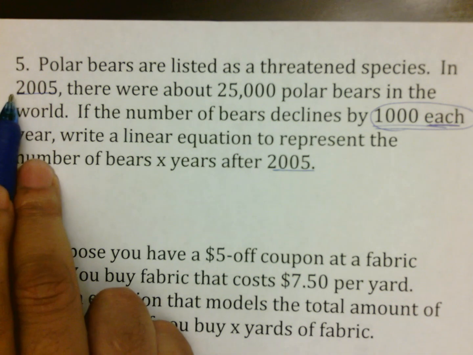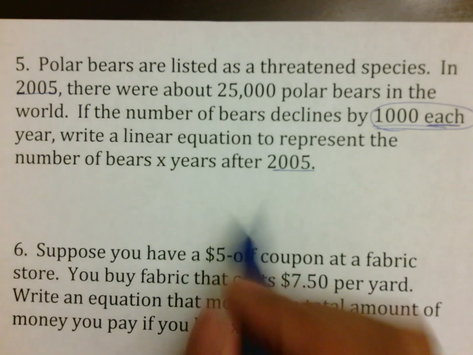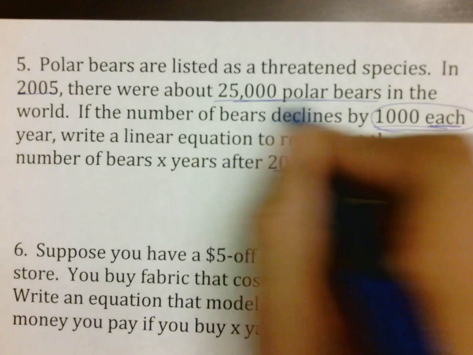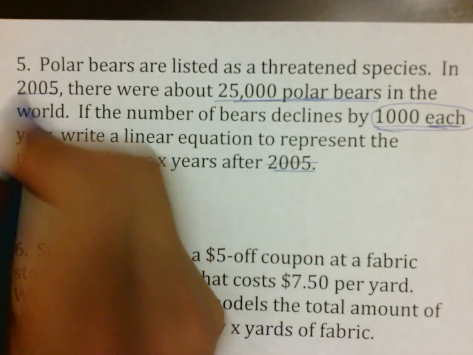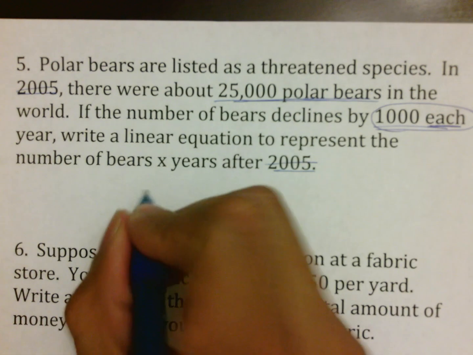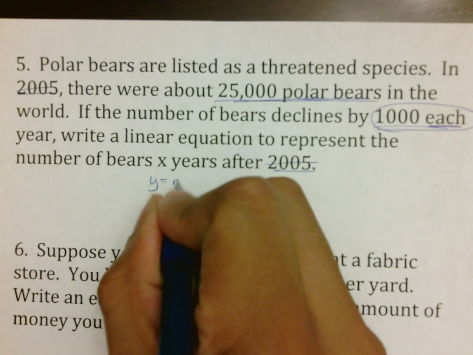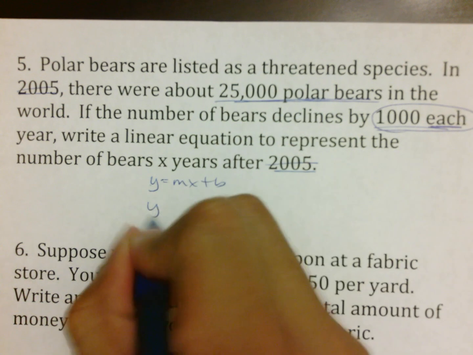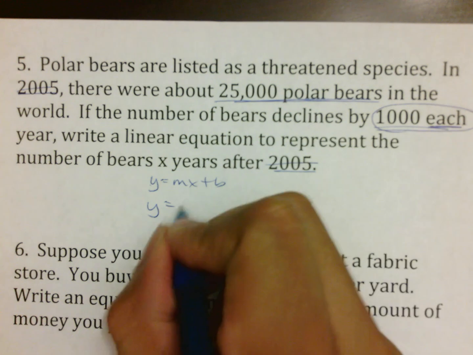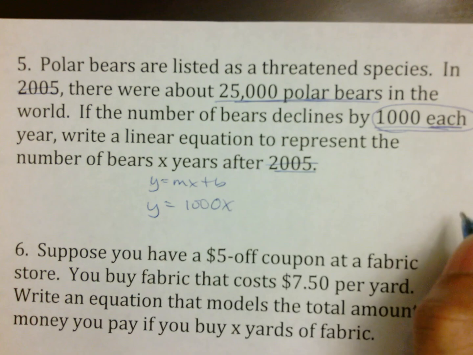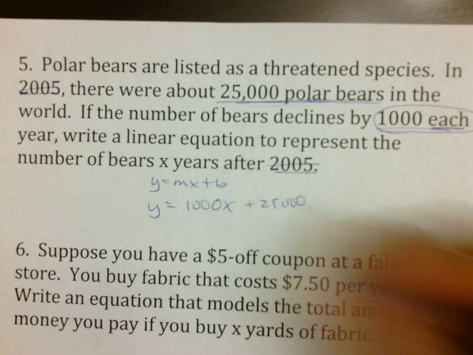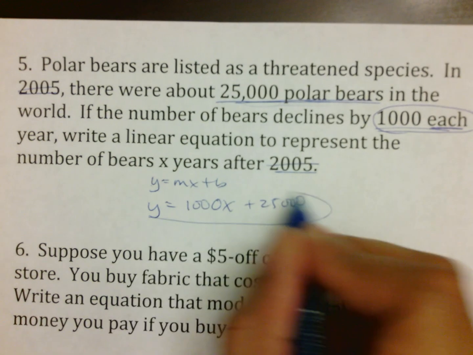Yes, it was in 2005, but we're talking about polar bears. And if we want to know about polar bears, they are starting off with 25,000. So on this problem here, the 2005 is kind of there to distract you a little bit. What we're looking at here is if we're doing y equals mx plus b, your m, again the one that gets the variable, is 1,000 each year, so it'll be 1,000x. 25,000 is where we started, and that would be your actual equation.